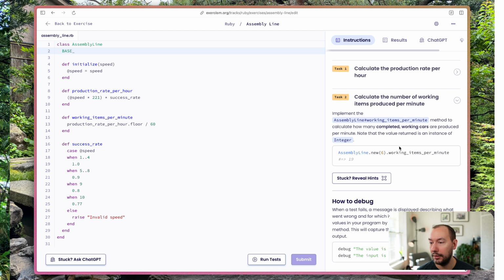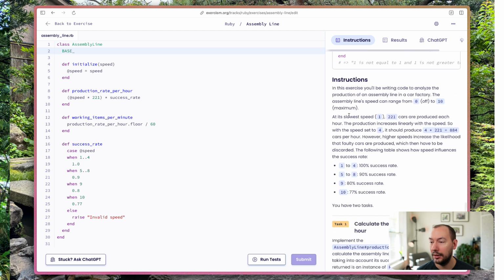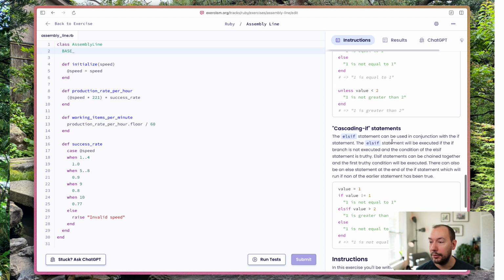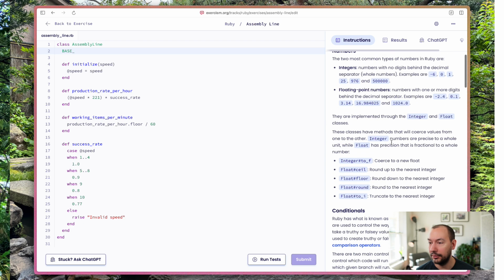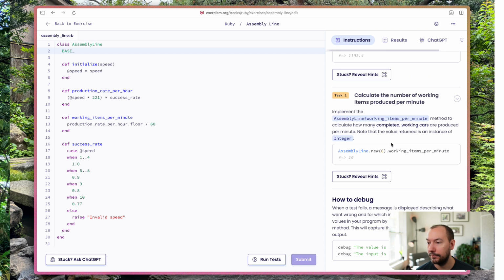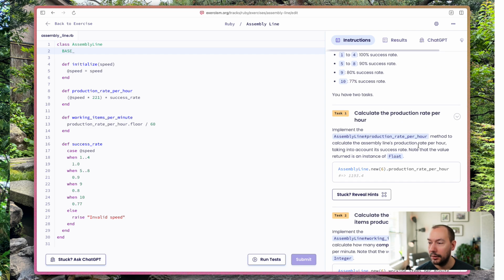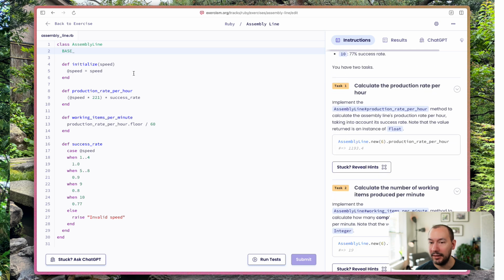Is there a term here? Let's see. At its slowest speed, 221 cars are produced per hour. The rest of this is probably just Ruby explanations. So, yeah, I don't know. Base rate, base cars per hour. You could play around with the language here. I might tweak it a few times. Regardless, base cars per hour.